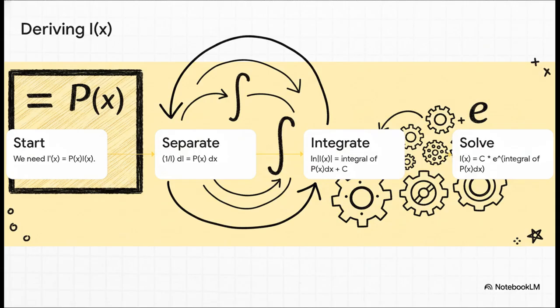And like I said, it's not magic. You can see right here where the formula comes from. It all starts from what we need the factor to do. From there, we just separate the variables, integrate both sides, and solve for our factor, which gives us the general form for our master key.